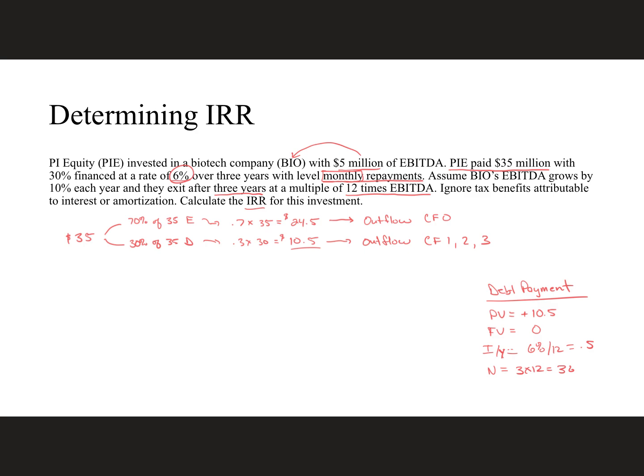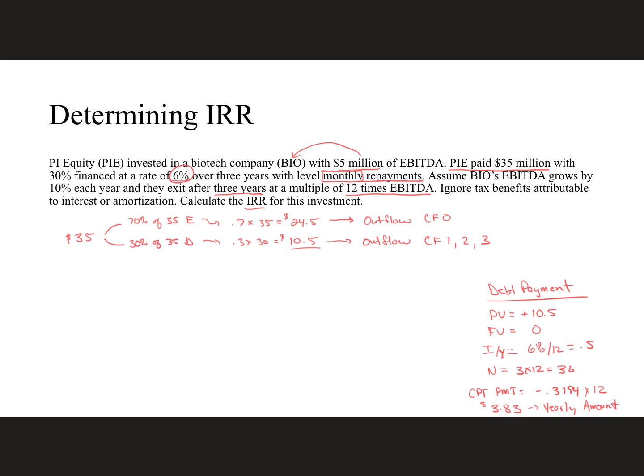And I'm going to get negative 0.3194. Of course it's negative because it is an outflow. Now that is on a monthly basis, so I need to multiply that by 12. My ultimate payment is going to be $3,833 per year. So this is the yearly amount.